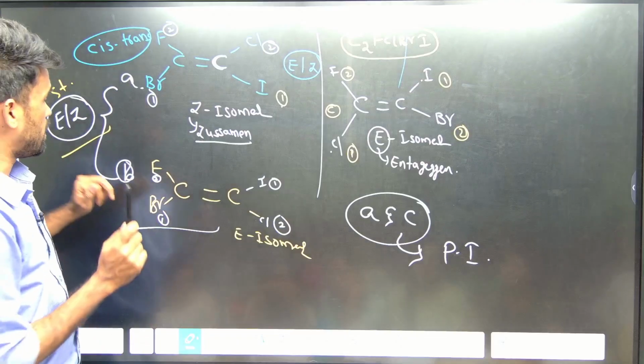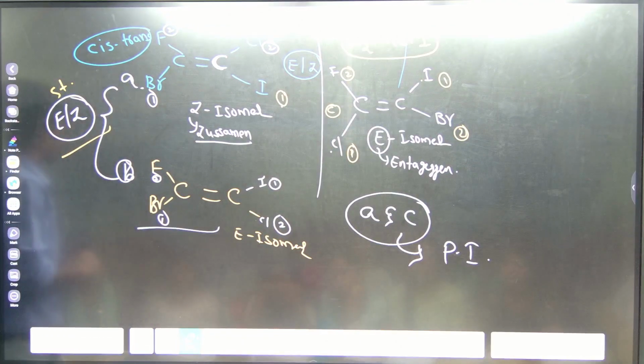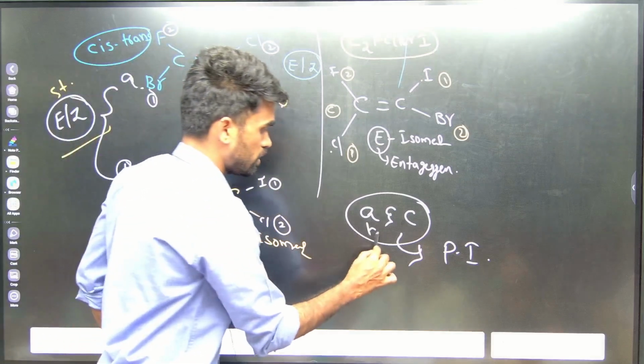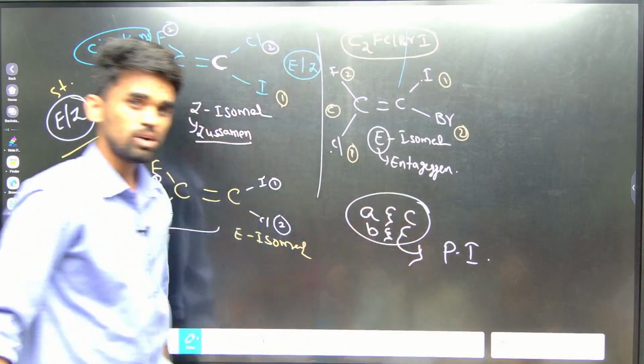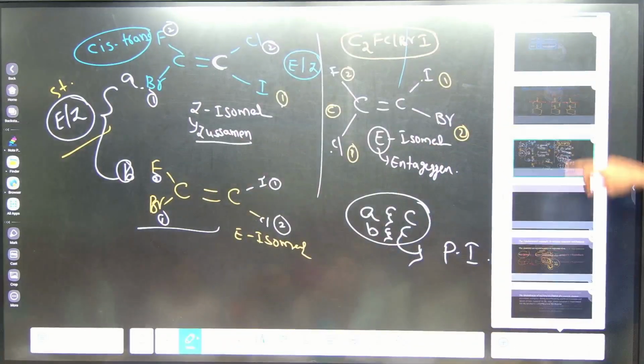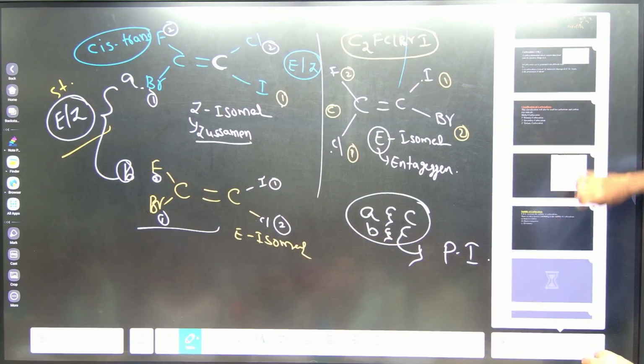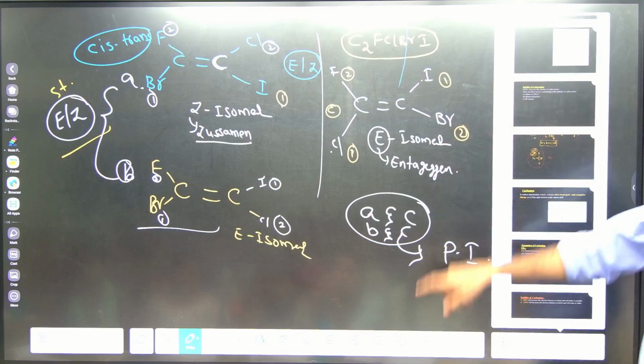Yeah. So tell me between B and C. They are also? Has everyone got this? Understood or not? Next. So you got EZ isomerism.